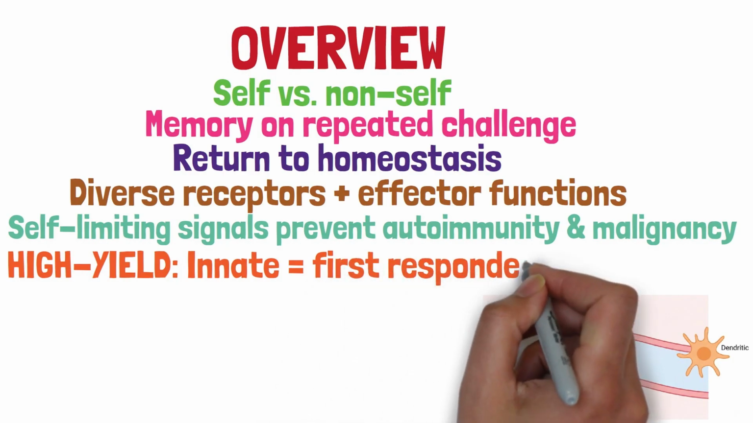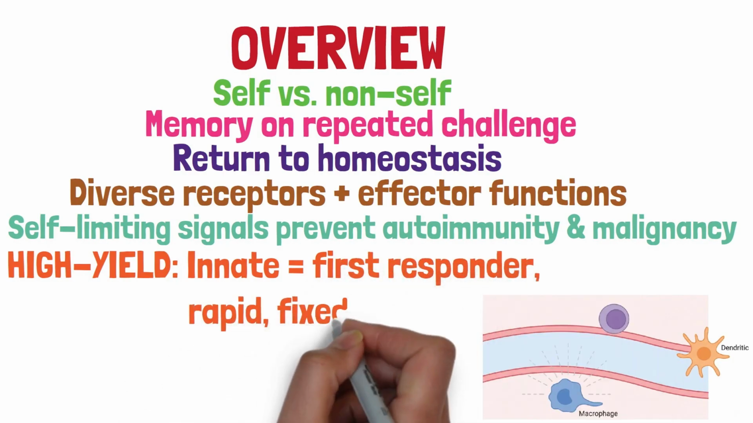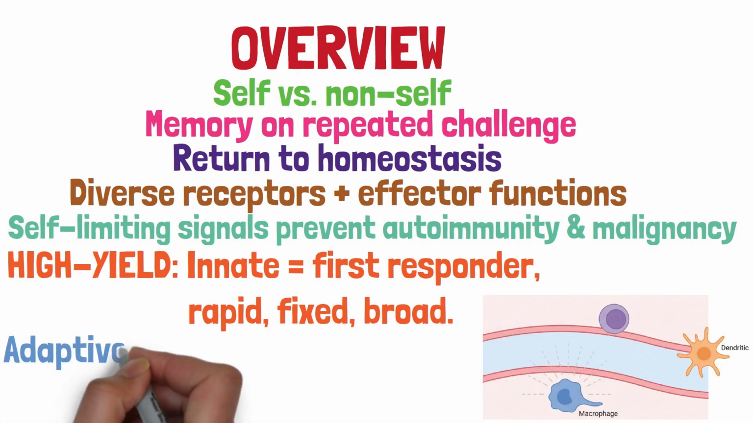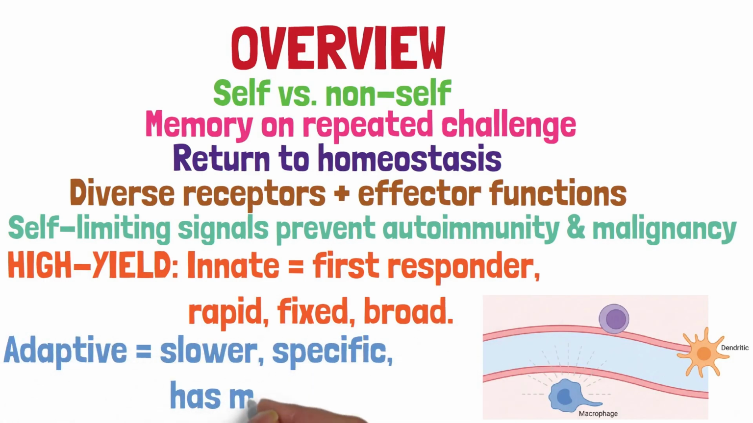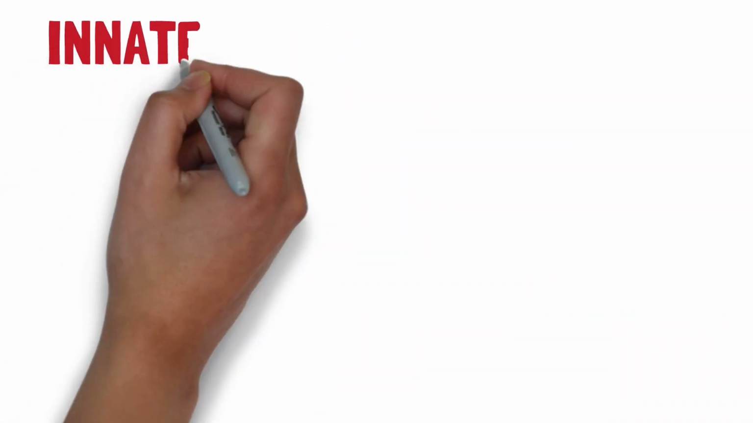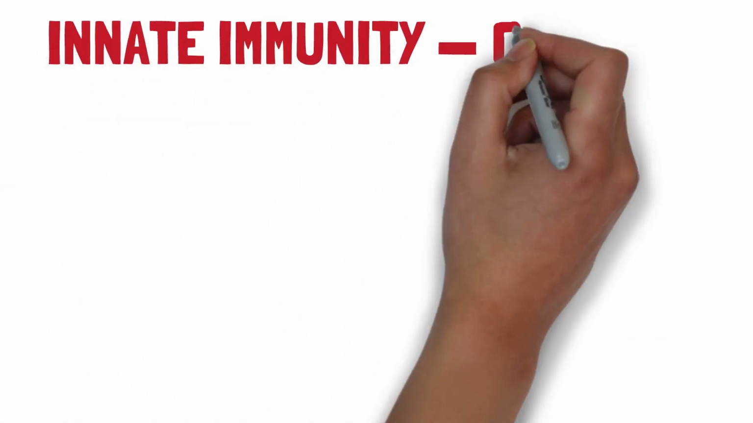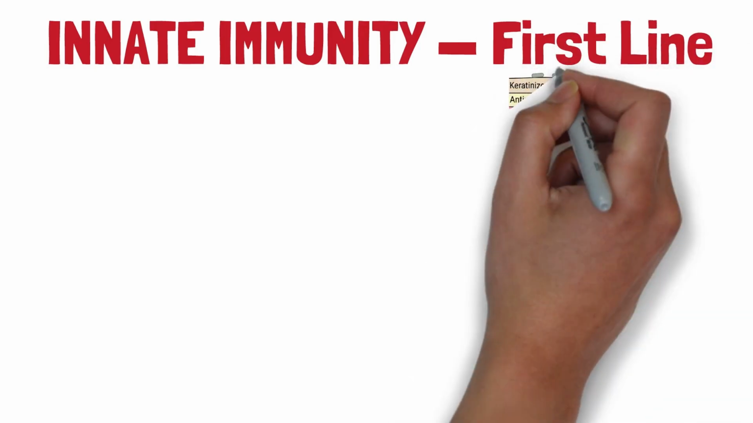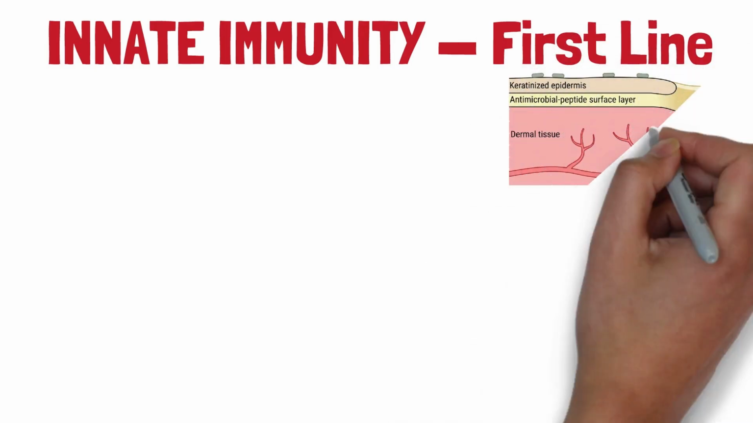Innate immunity is your first responder, rapid, fixed, and broad. Adaptive immunity is slower, but it's specific, and it remembers. Now that we've covered the core principles, let's talk about the first arm, innate immunity. This is your immediate, non-specific defense.